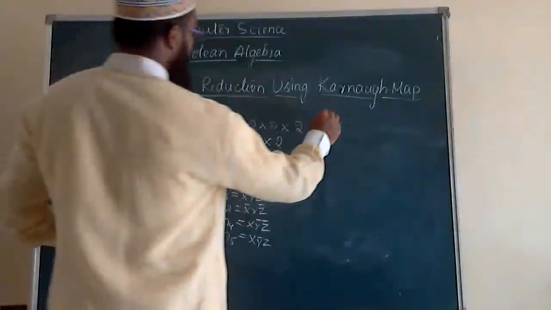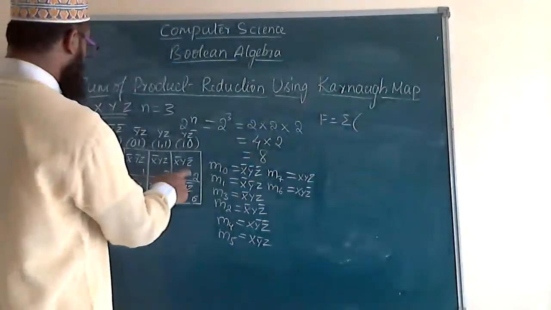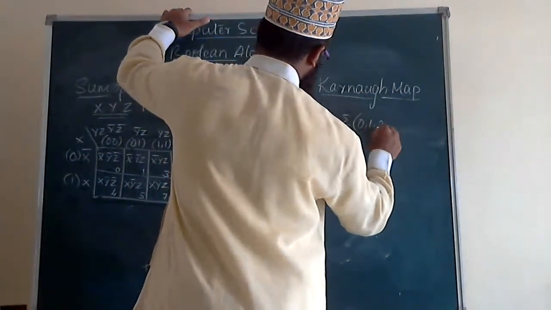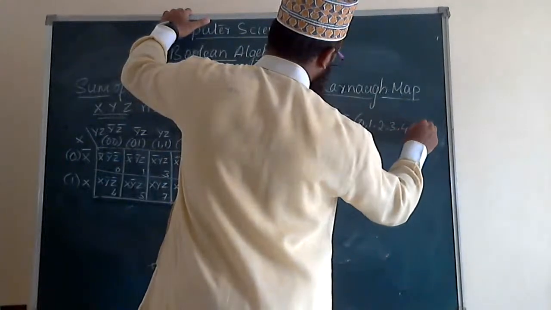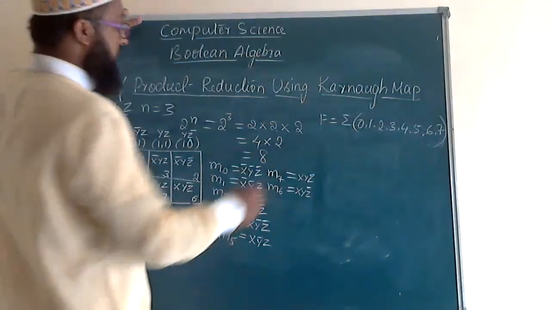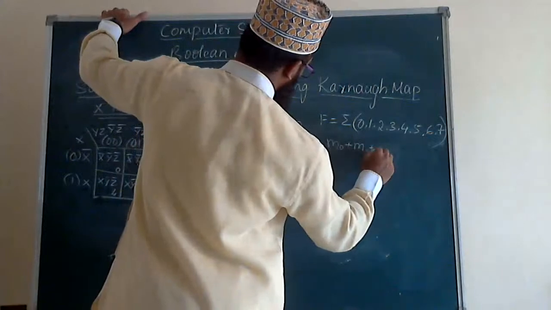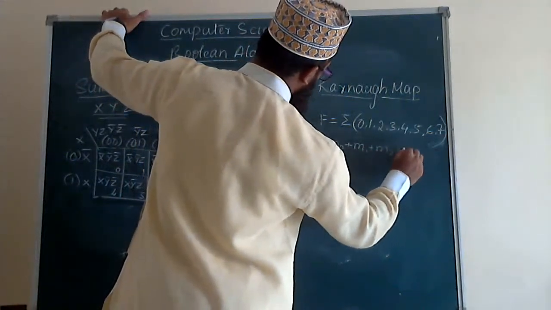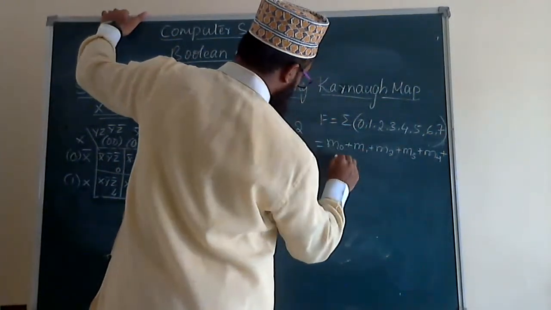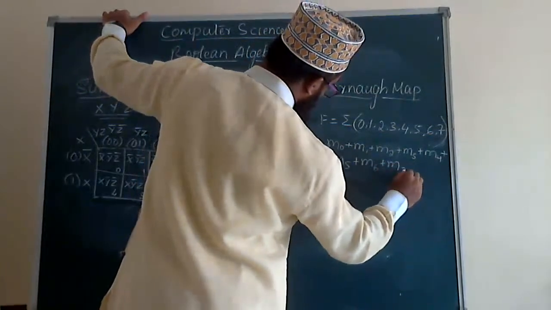F is equal to sigma of 0, 1, 2, 3, 4, 5, 6 and 7, which is equal to m0 plus m1 plus m2 plus m3 plus m4 plus m5 plus m6 plus m7.